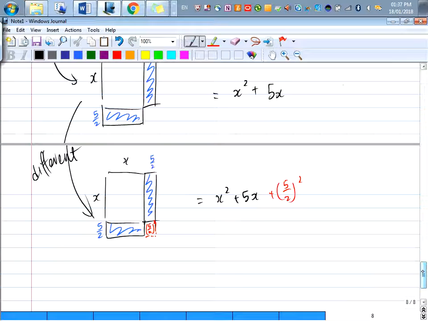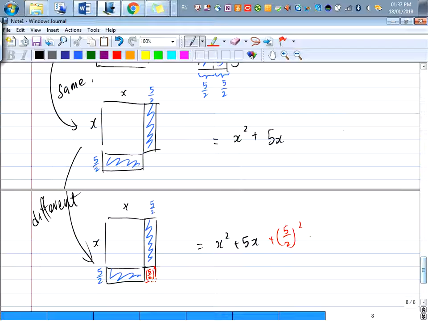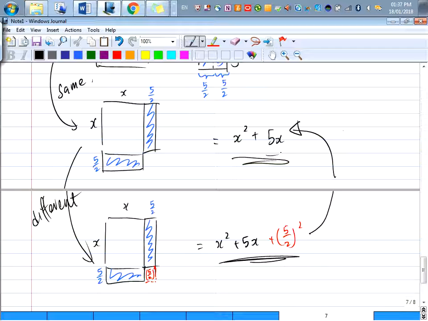Okay, next part. How do we get from here to here? Because originally my question was x squared plus 5x. So how do I get from this step to my original question? What do I need to do? Everybody think about it. What do I need to do to get from x squared plus 5x plus 5 over 2 squared back to my original expression of x squared plus 5x? Minus what? I need to minus 5 over 2 squared. Then I'll get back my original expression, isn't it? Okay, so from here to here, all I need to do is to just subtract away what I added by myself. Okay?